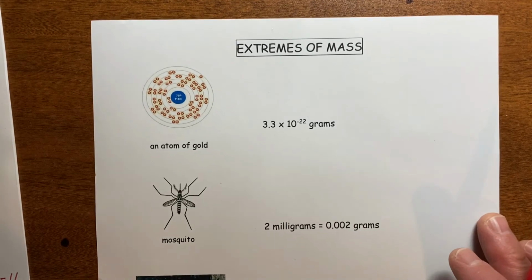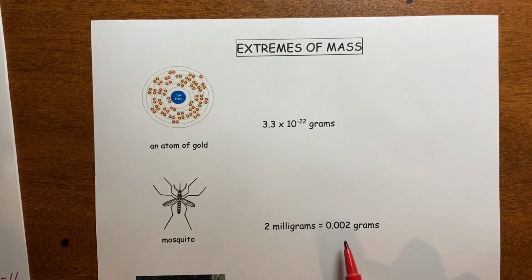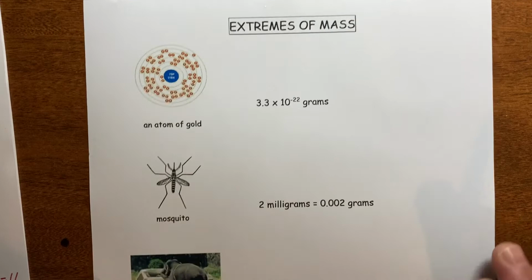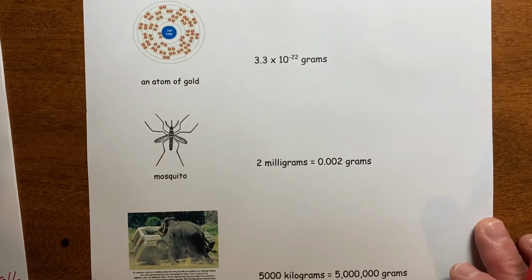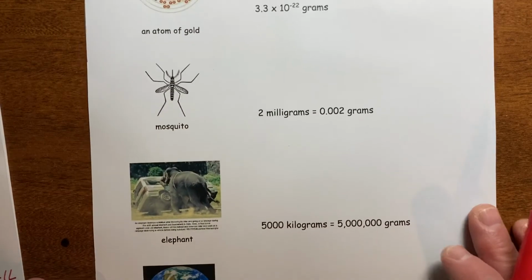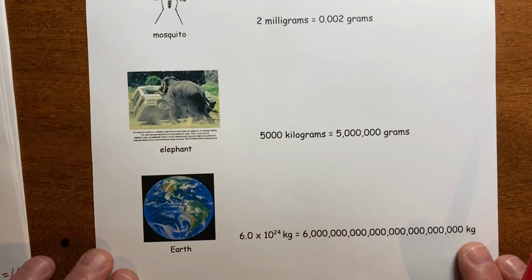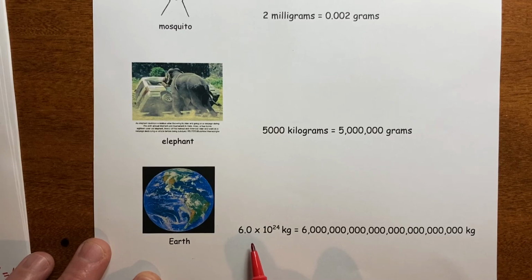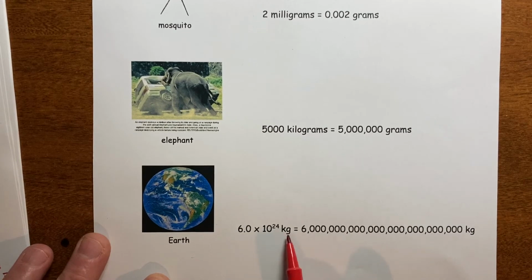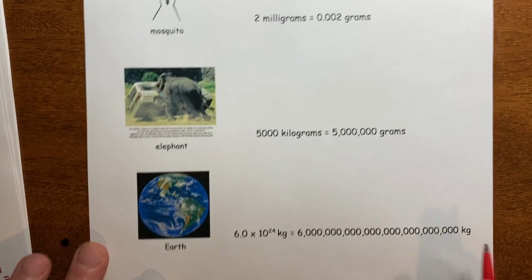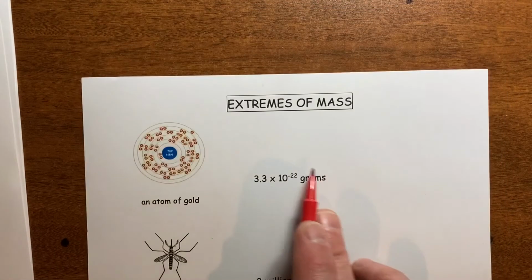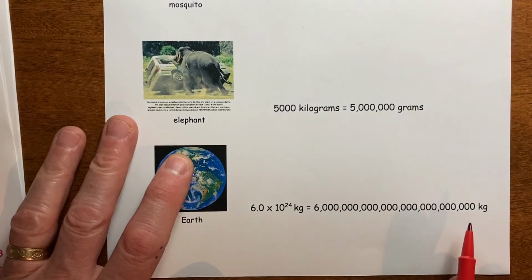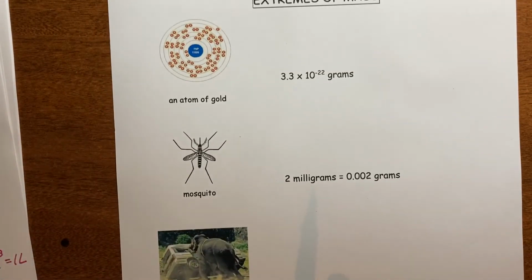A mosquito weighs 2 milligrams, or about 0.002 grams. An elephant weighs 5 million grams, or 5,000 kilograms. The Earth, believe it or not, we can actually calculate the mass of the Earth. It's a huge number, as you would predict, 6 times 10 to the power of 24 kilograms, which would look like this. So again, we're going from the really small to the really large in science. So we want to be very comfortable with using scientific notation.